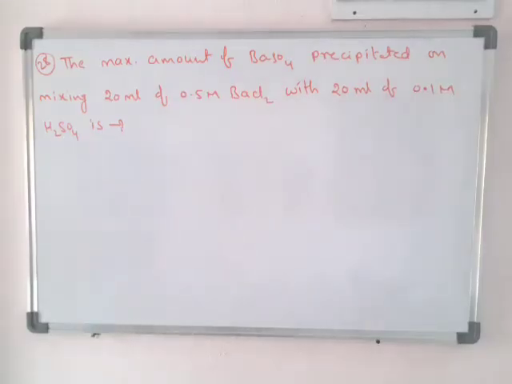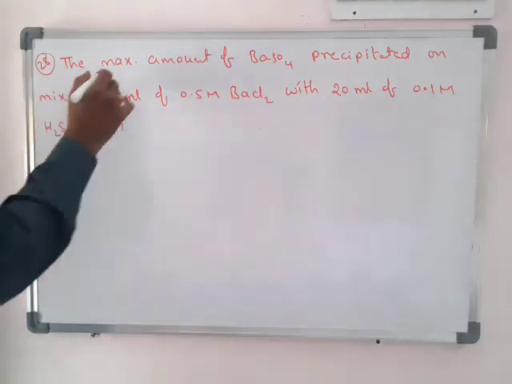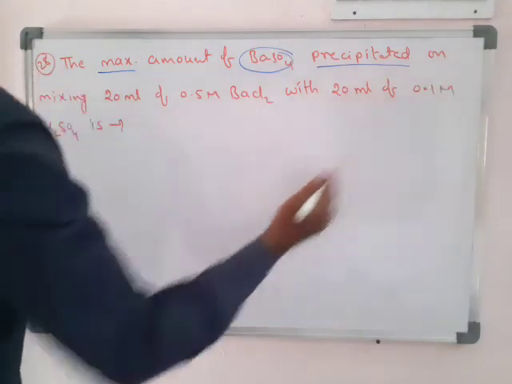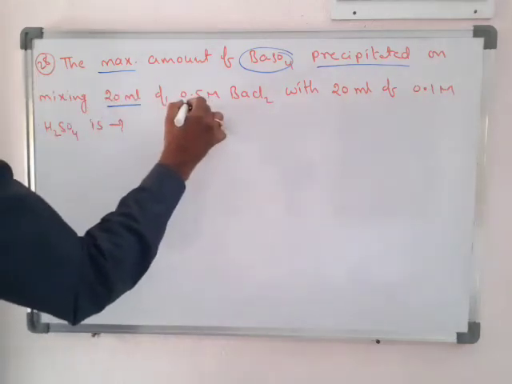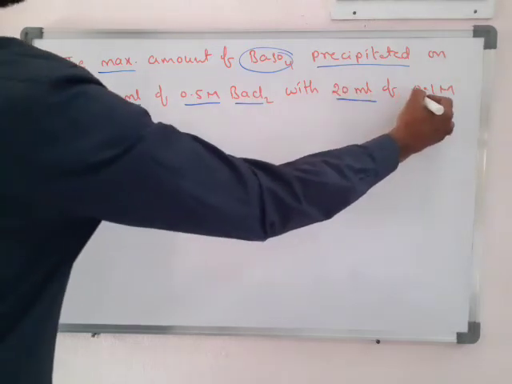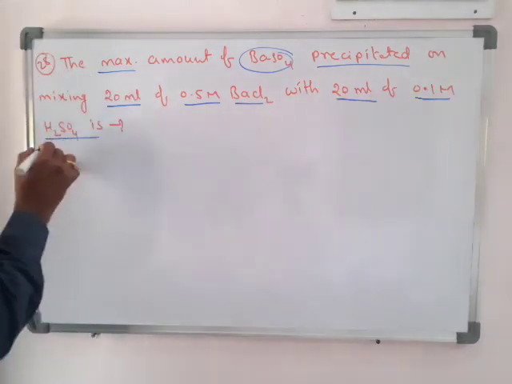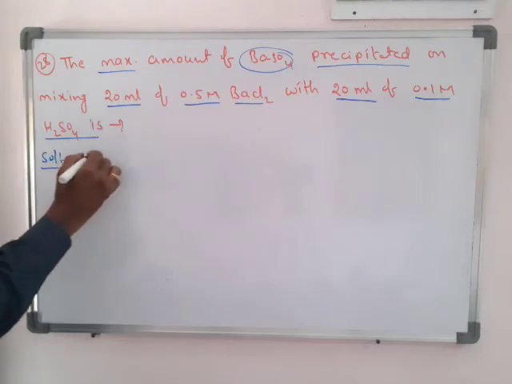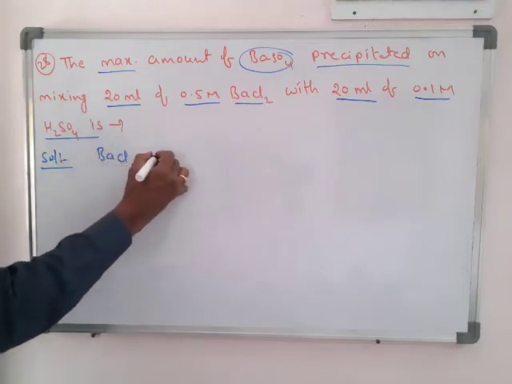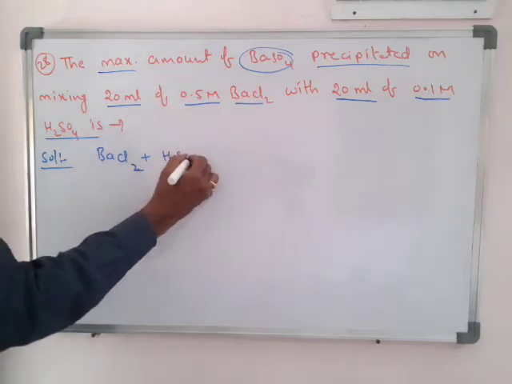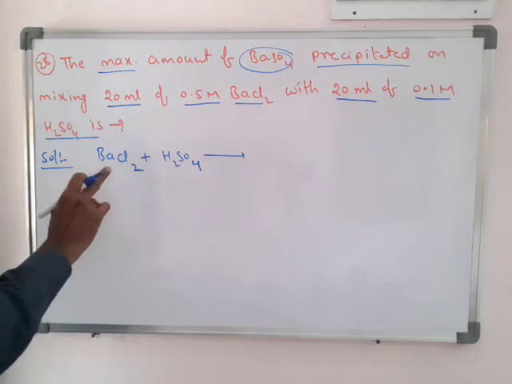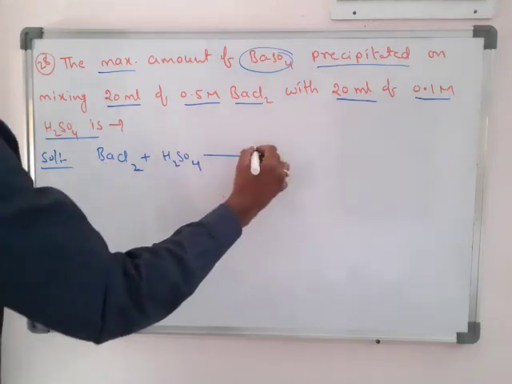Okay, see, question 28. Find the maximum amount of barium sulfate precipitated on mixing 20 milliliter of 0.5 M barium chloride and 20 milliliter of 0.1 M H2SO4. So first write the reaction. Barium chloride reacts with sulfuric acid. We can guess the reaction very easily. Barium combines with the sulfate.